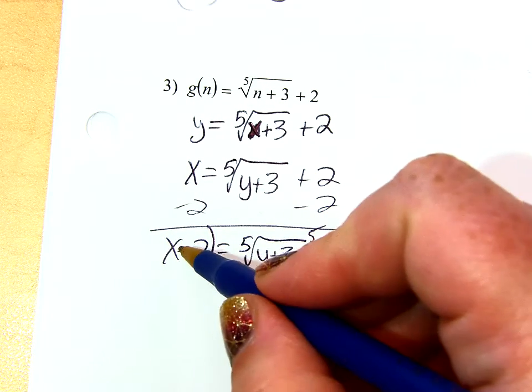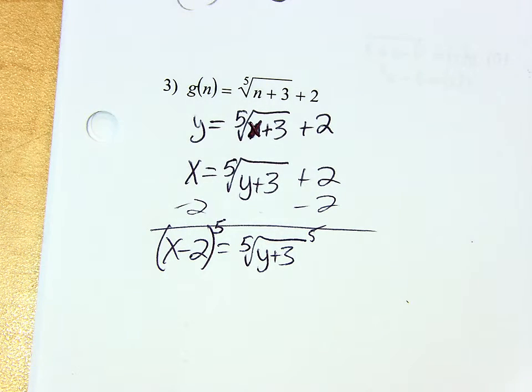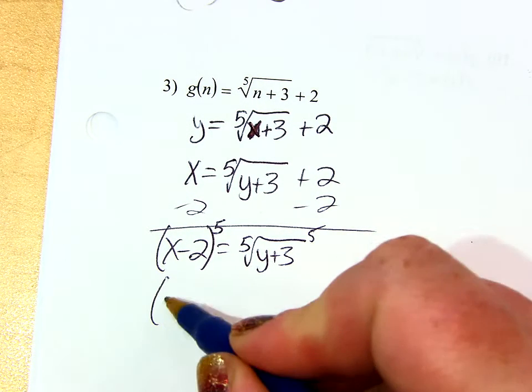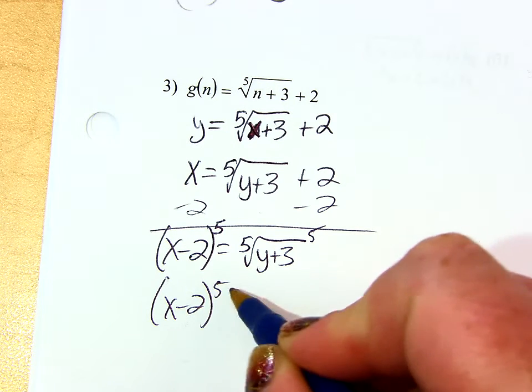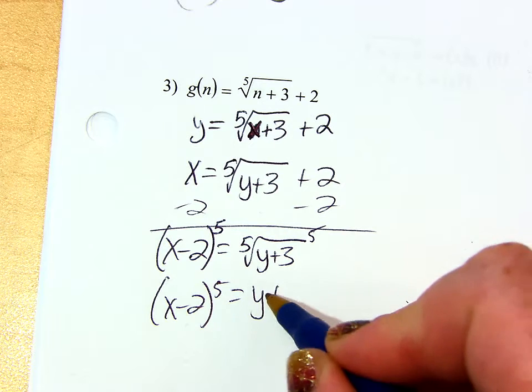Now look at this left-hand side. You have to put that in parentheses. Otherwise, you're just going to raise the 2 to the fifth and not the x minus 2. So it's the whole left-hand side you're going to raise to the fifth power. So now I have x minus 2 raised to the fifth power. And now the fifth root raised to the fifth cancels out, and I just have y plus 3.